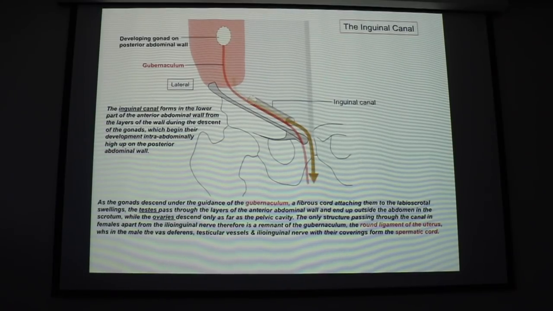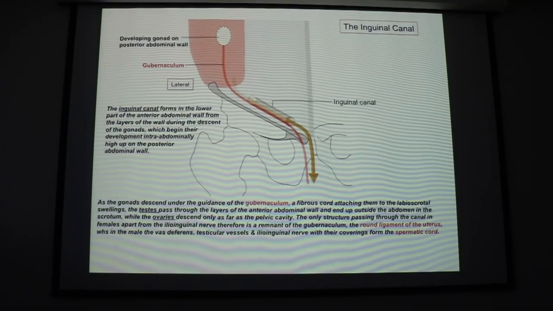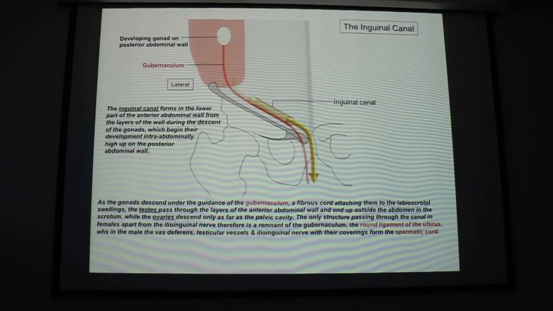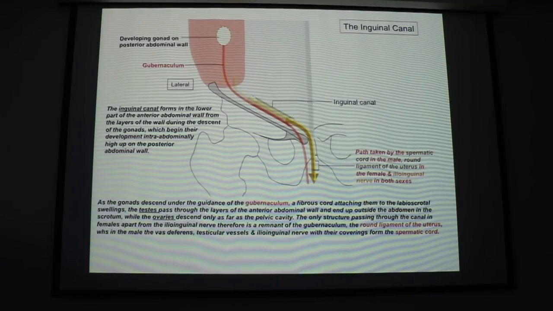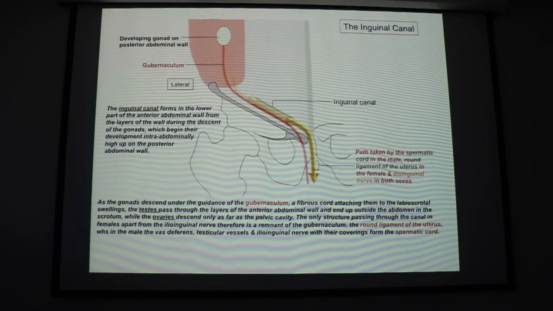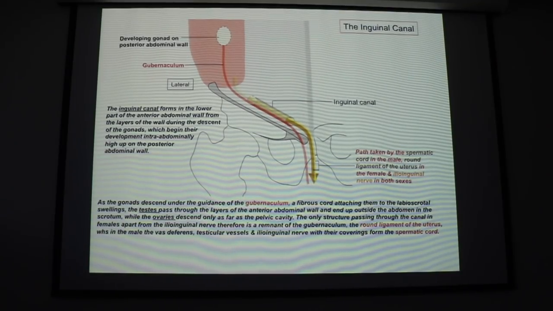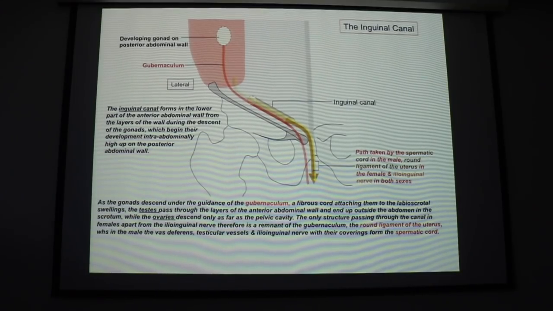So now, this brown arrow is showing the normal pathway for a testis, how a testis can come from the posterior abdominal wall to reach the scrotum. That's the pathway. And there comes a nerve with that, the ilioinguinal nerve. So the pathway is taken by the spermatic cord in males, the round ligament of the uterus in females, and the ilioinguinal nerve in both sexes. So this inguinal canal transmits the spermatic cord or round ligament along with the ilioinguinal nerve. Is that point clear? Stick to this point.